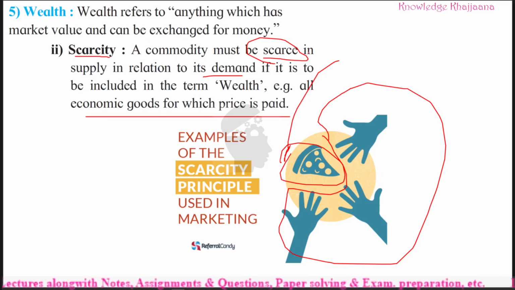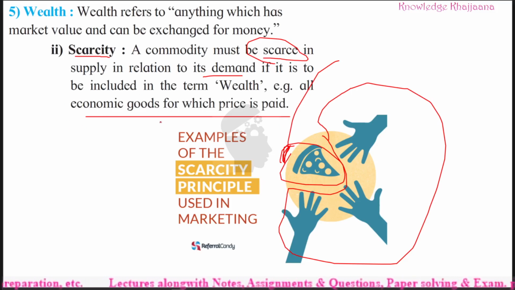So see, scarcity is one of the important characteristics of wealth. Then only we can call it wealth, because it can be exchanged for money. A commodity should be scarce, and how can you say it is scarce? That its supply in relation to demand is lesser. Then only it can be considered wealth. But if we think about all the economic goods, what is meant by economic goods? The goods which have value in exchange. Those goods are called economic goods.